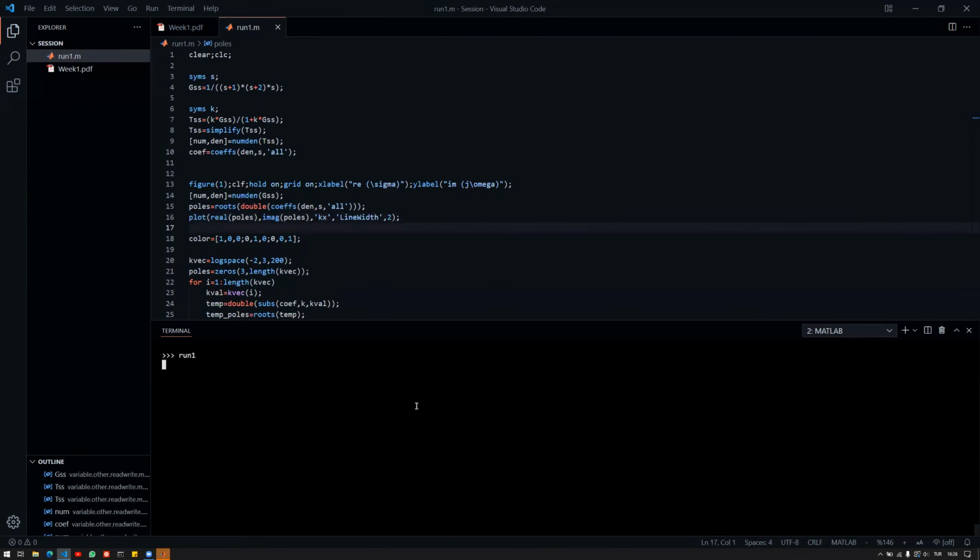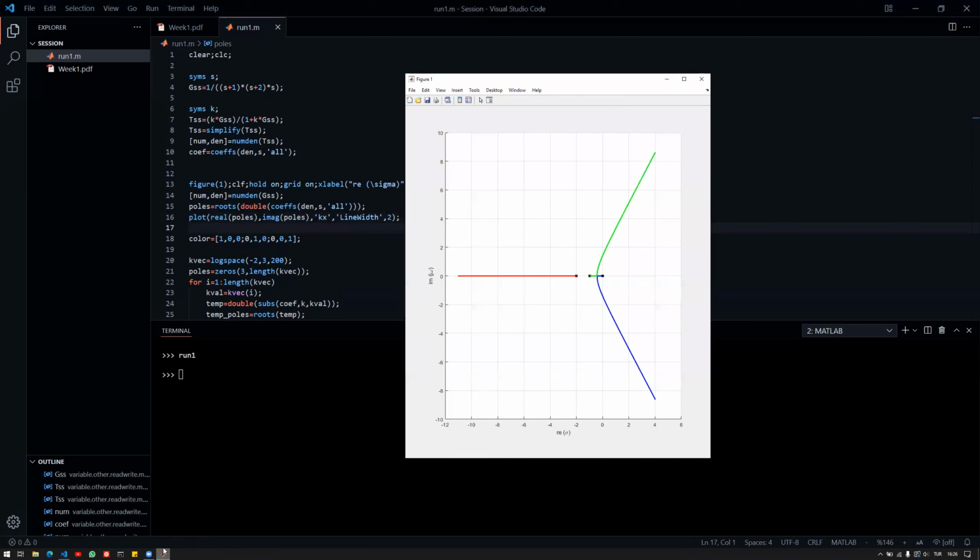Let's plot it again. There you go. Now you have the open loop positions here, and each branch has its own color. Now, yeah, there's a problem embedded in this root locus plot algorithm. And that one is the following.